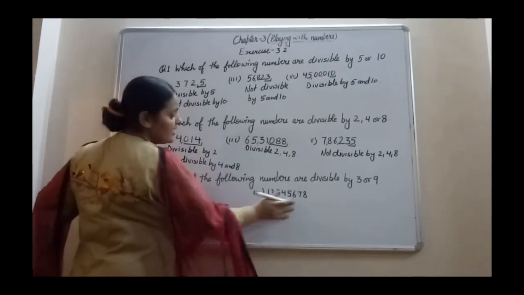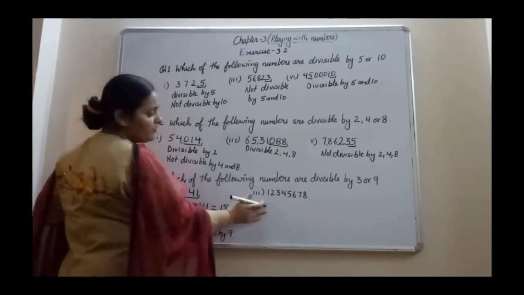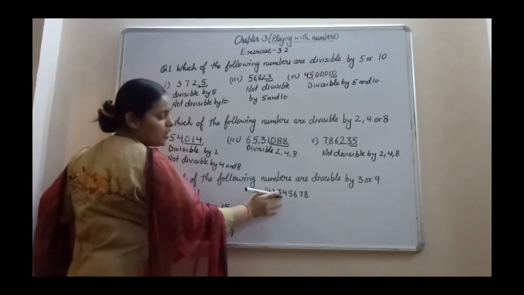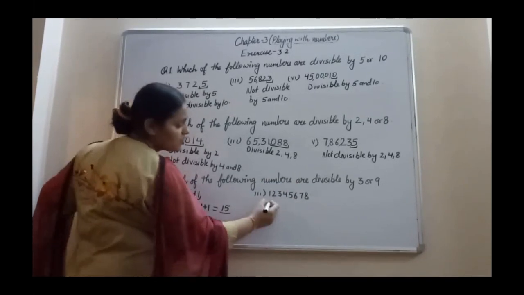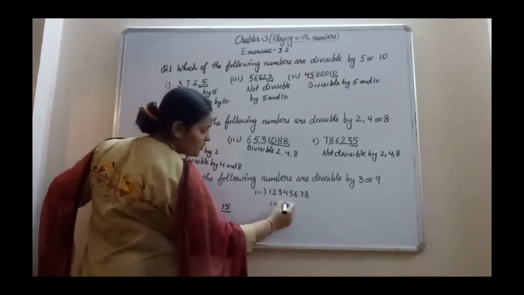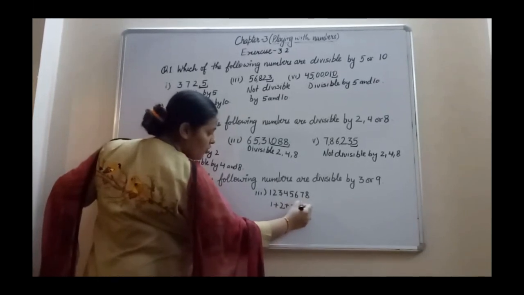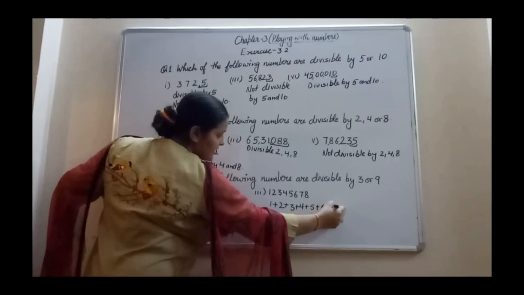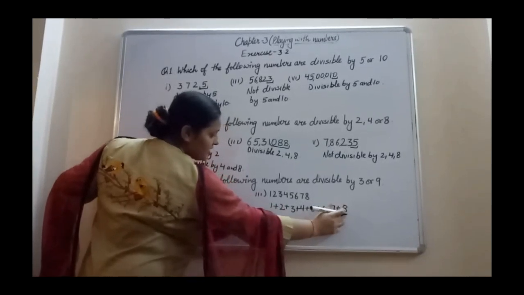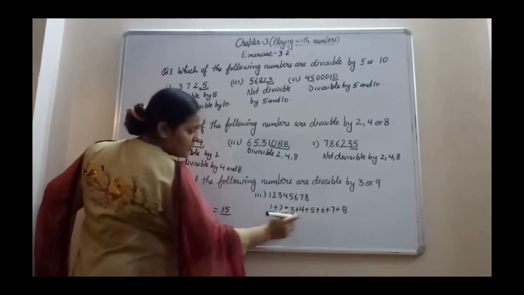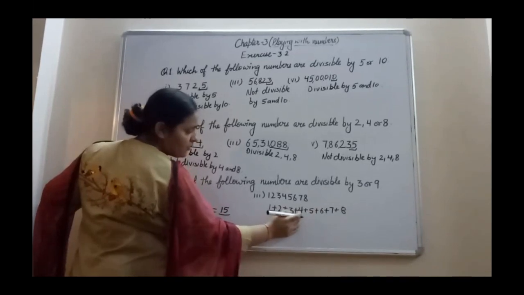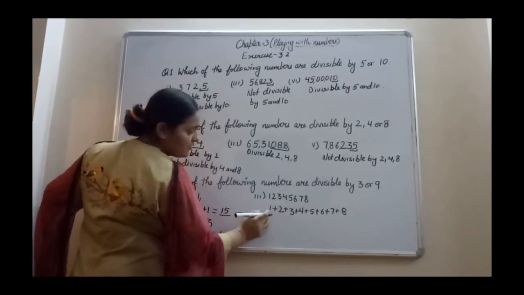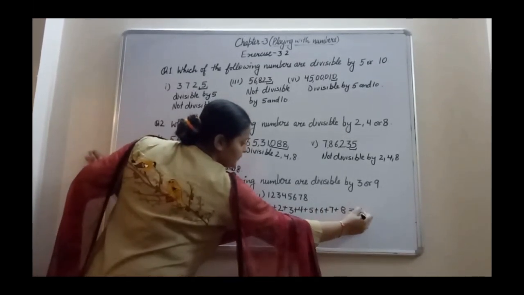Now for the next number, we have to add all the digits for finding out whether they are divisible by 3 or 9. So let's do the sum of all digits. 1 plus 2 plus 3 plus 4 plus 5 plus 6 plus 7 plus 8. So 8 plus 2, 10, 7 plus 3, 10, and 6 plus 4, 10. So 30, and 5 plus 1 will be 6. So 36 is the sum.